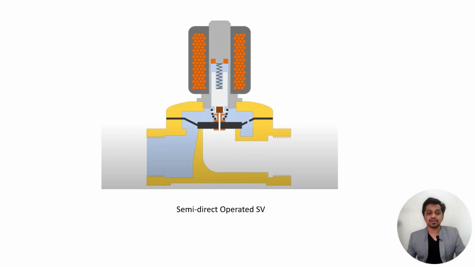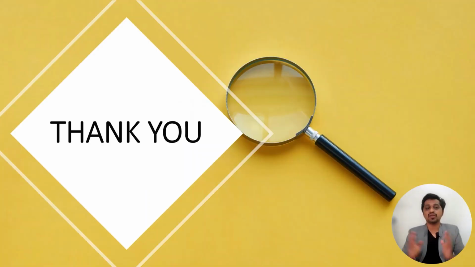So this is it about the working principle of the valves. We have covered the main basic types of the valves like direct operated, indirect or pilot operated, and semi-direct operated valves. So basically the most widely used valves are direct operated and the pilot operated valves.